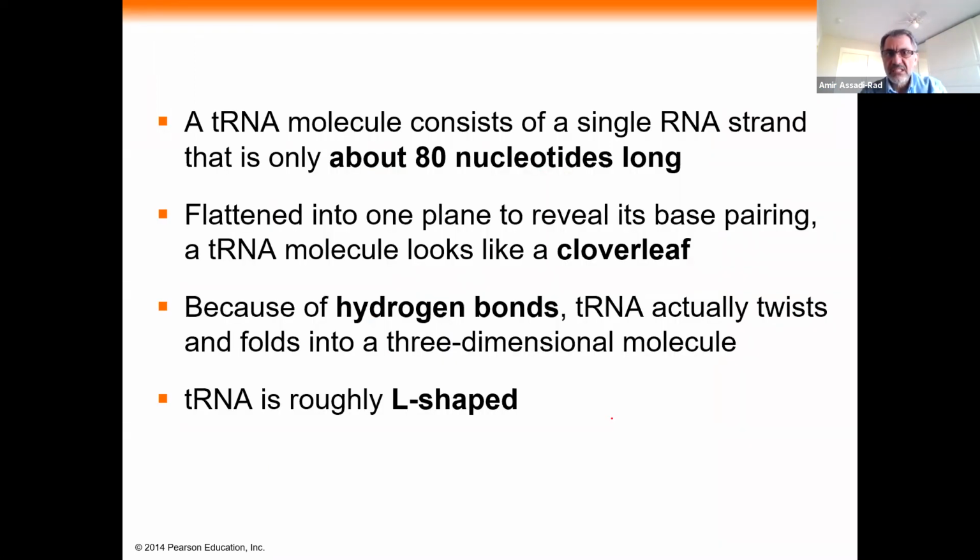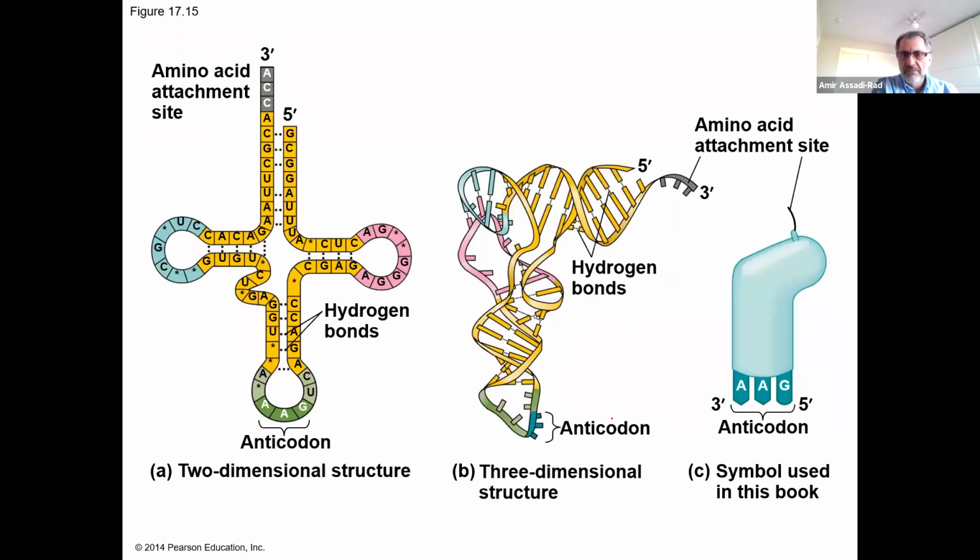Okay, tRNA molecules consist of a single RNA strand that is only about 80 nucleotides long, flattened into one plane. He's talking about the clover leaf that I talked about, the L shape and so on. Right here, this is the clover leaf model. This is the L shape model. And at the end is the anticodon, which has to match the codon. And remember, there is no T in here also.